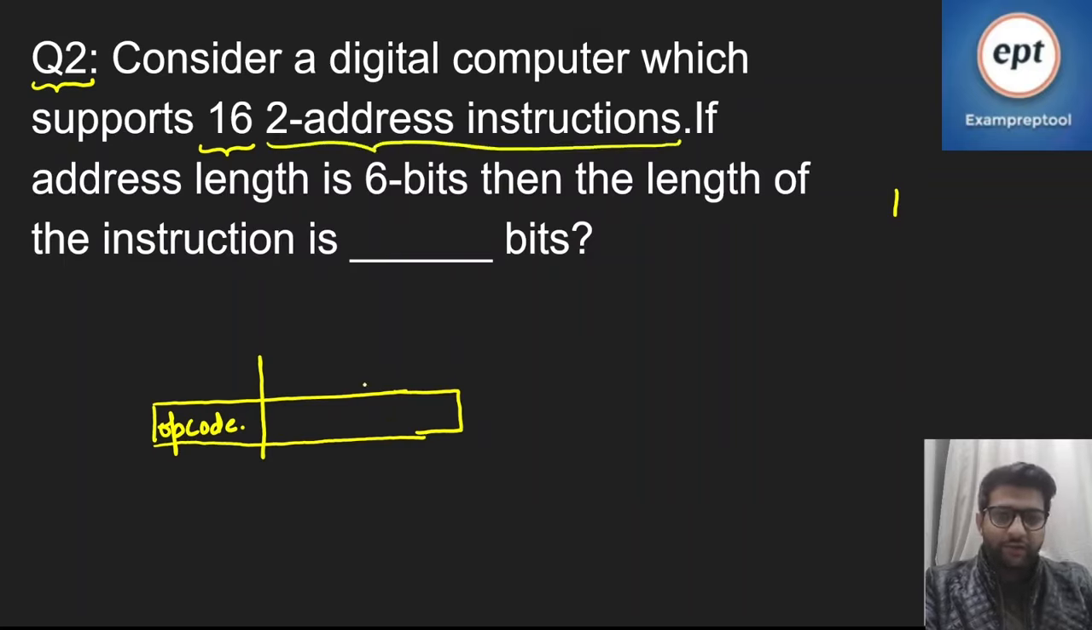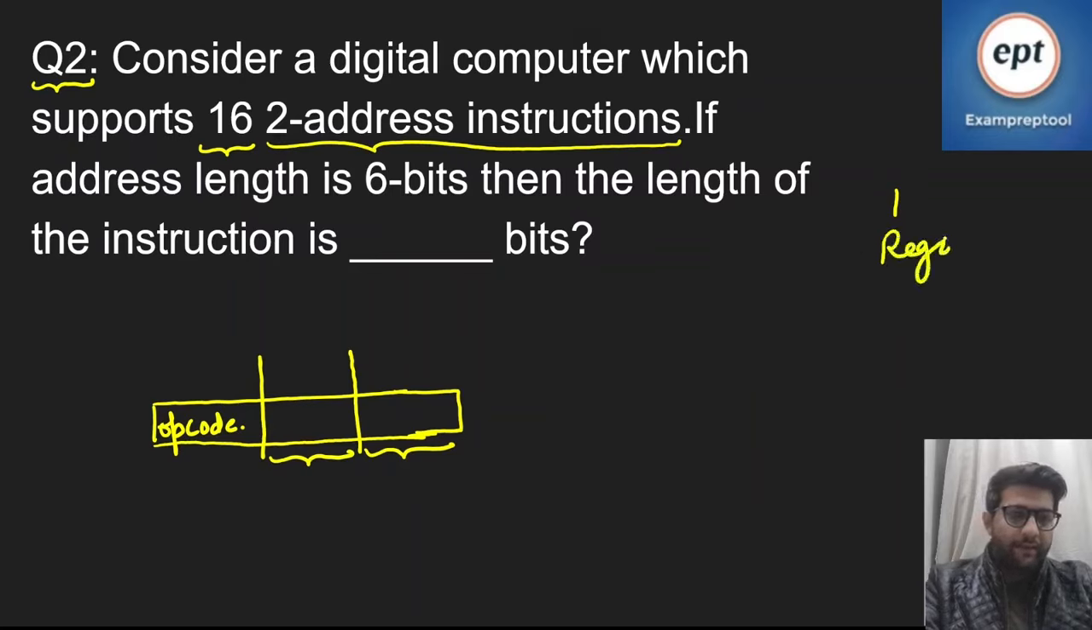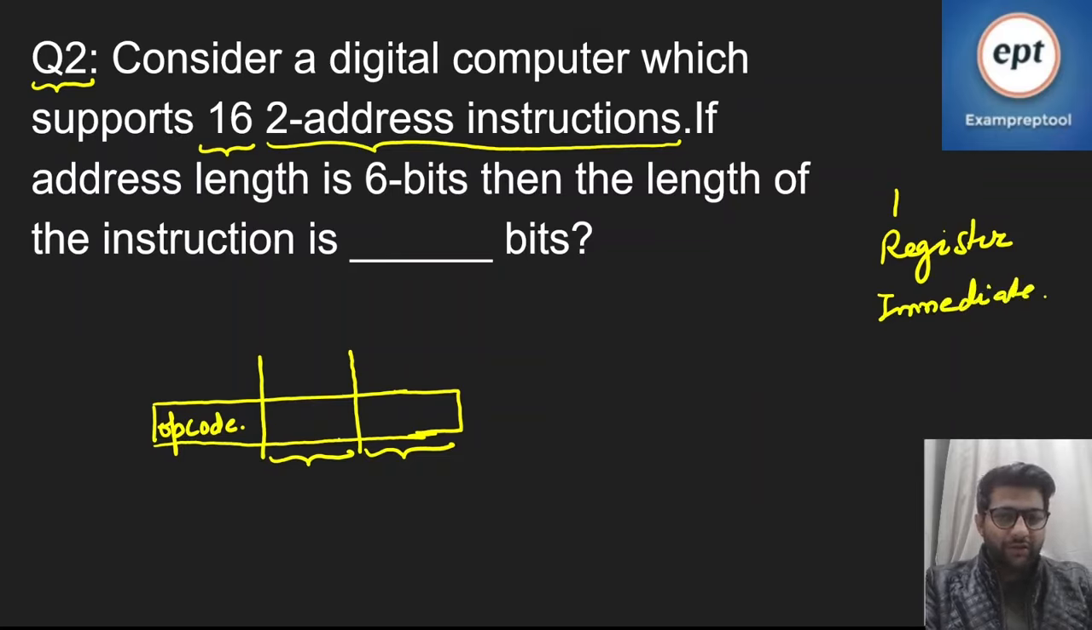So what are two-address instructions? It means that there will be two fields for the operands, right? So these fields can be information about the register, let's say if it is following register based addressing mode. So here the register number will be present, right? And if it is following immediate addressing mode, so the exact operand value will be present here, right? So these are information about the operand.